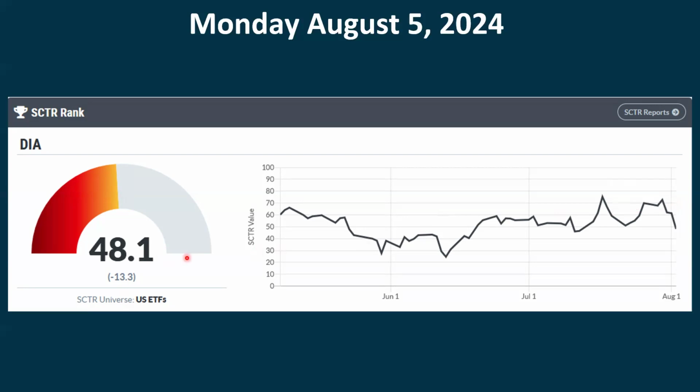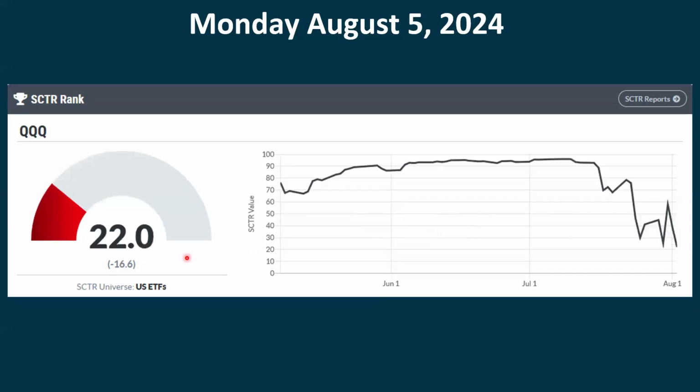And then the leader for most of 2024, which is now in last place, is the QQQs, which are the NASDAQ 100. You can see we spent a long time in June and even into July well above 90. This was the strongest index. Now it's really starting to see some weakness, coming in last place at 22.